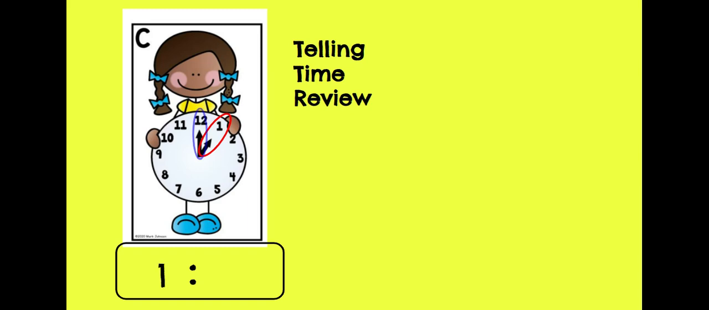Then you want to look at the minute hand, the hand that is longer. It's pointing to the 12. So I'd write that as 2 zeros in the digital clock. So the time is 1 o'clock.